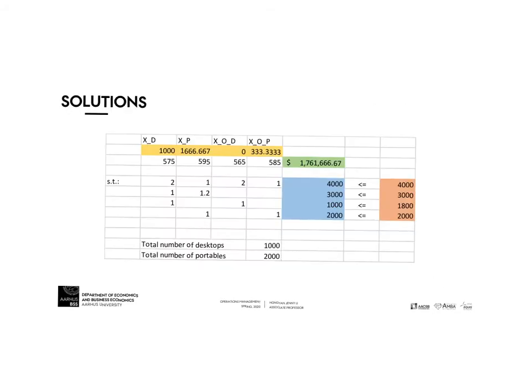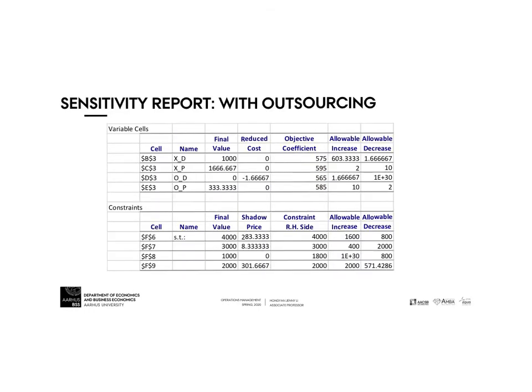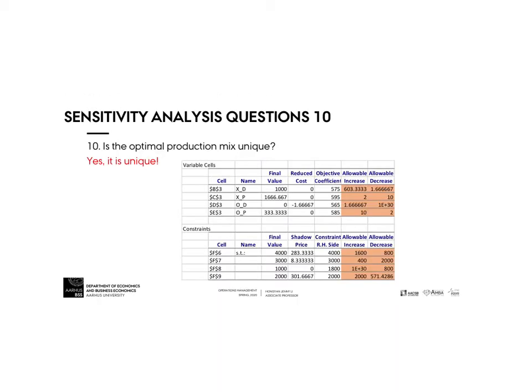So this is a solution for the model with outsourcing. This is a sensitivity report from the new modified model with outsourcing. So now you can see you get different sensitivity report values. Now question 10: is the optimal production mix unique?